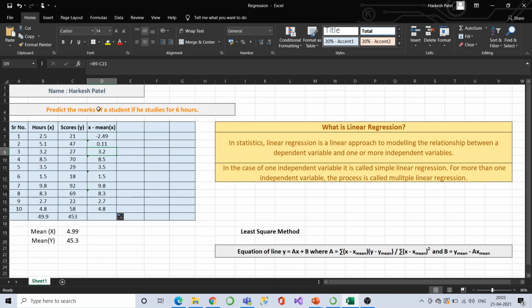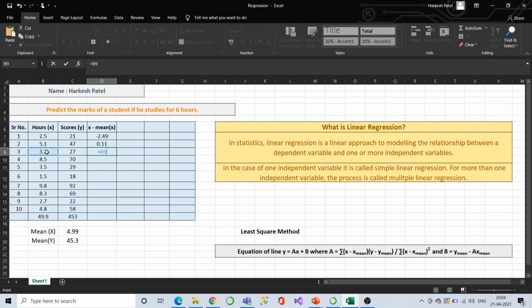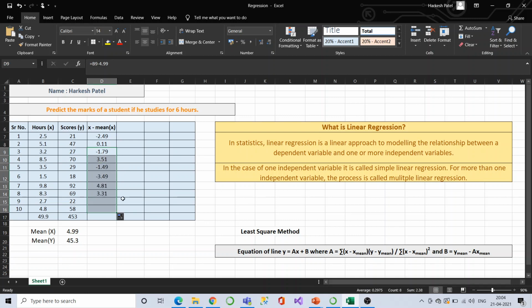You can see that I guess it has not taken what we had thought of. I will just remove it and we'll find it again. That is minus 4.99, equal to this minus 4.99, right? Yes, I guess now it should work. Yeah, that's perfect.